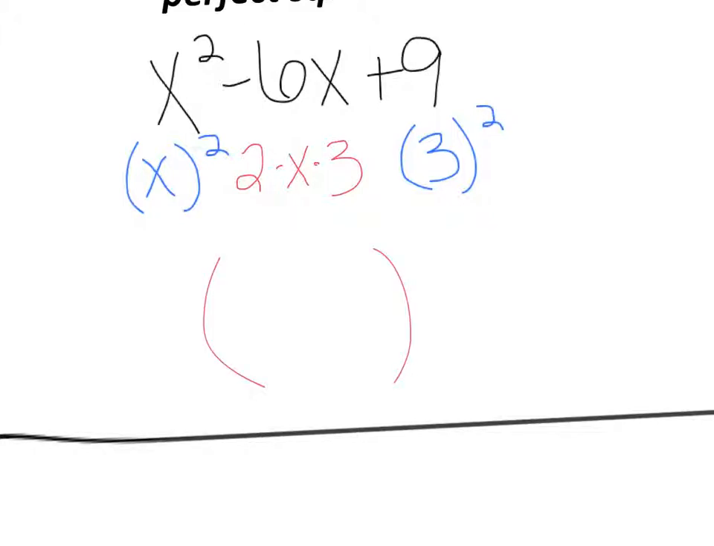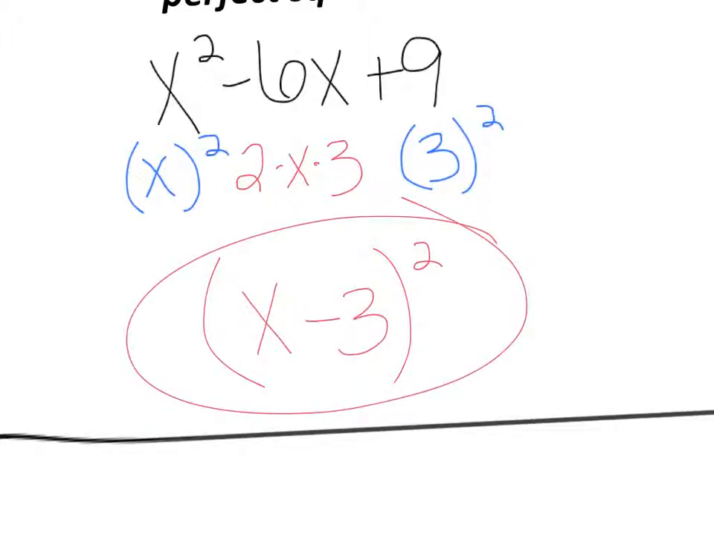Since my middle term is negative, I'm going to take x minus 3, and I'm going to square the whole thing. So there are 2 things we have to check for after we go through the greatest common factor and count our terms. We have to check if we have a square in the front, square in the back, and then we need to check our middle term.